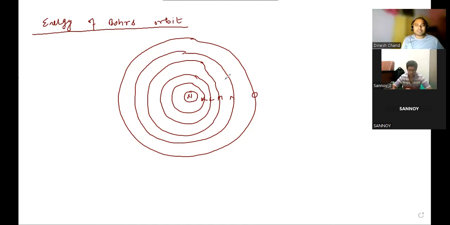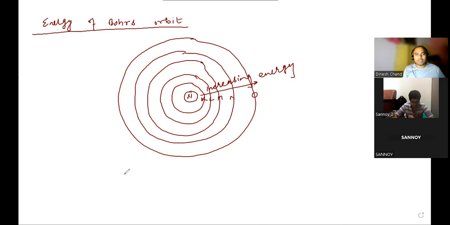Okay, so you are saying the energy of these orbits is increasing. Yes, sir, increasing energy. But by what factor it is increasing, that we have to understand. By what factor is it going to increase? Any idea? So, Sanoy, there is no problem.